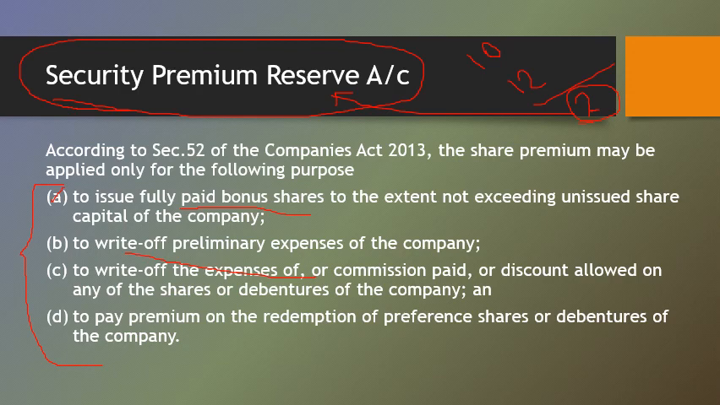Then third, to write off the expenses of, or commission paid or discount allowed on, any of the shares or debentures of the company. Sometimes the company may have to pay commission or some legal expenses, or sometimes the company will be allowing discount on issue of shares or debentures. For such expenses, the balance of security premium reserve can be taken.